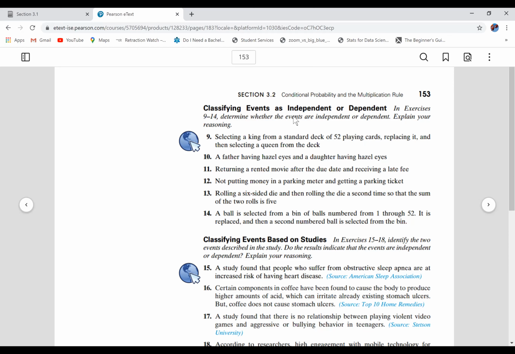What about 11? Returning a rented movie after the due date and receiving a late fee. Dependent. Dependent, because as a result of not returning the movie before the due date, they assess a late fee. 12. Not putting money in a parking meter and getting a parking ticket. Dependent. Dependent. If you don't put money in the parking meter and you get caught, they're gonna issue you a ticket.